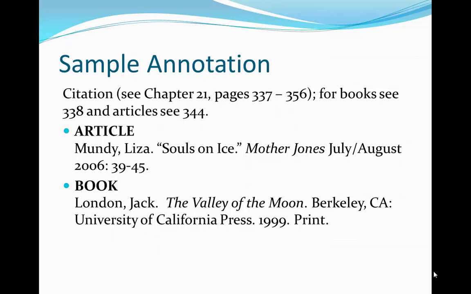Last name London, first name Jack, period. The Valley of the Moon, period. Notice the Valley of the Moon is italicized. It could also be underlined. Berkeley, comma, California, colon. University of California Press, period. 1999, the year of publication, period. Print, the type of publication.